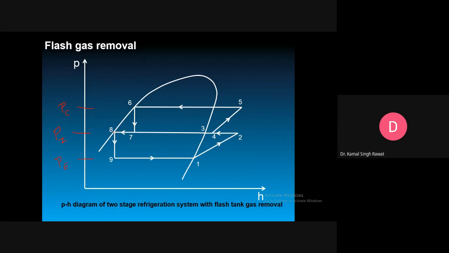Now this saturated liquid is expanded in the expansion valve or throttling valve, process 8 to 9, isenthalpic expansion, and we reach the evaporator pressure. At point 9 we have liquid plus vapor, and this refrigerant enters the evaporator, where the liquid refrigerant boils by absorbing heat from the low temperature and produces the refrigerating effect, converting into saturated vapor. So at point 1 we have saturated vapor.